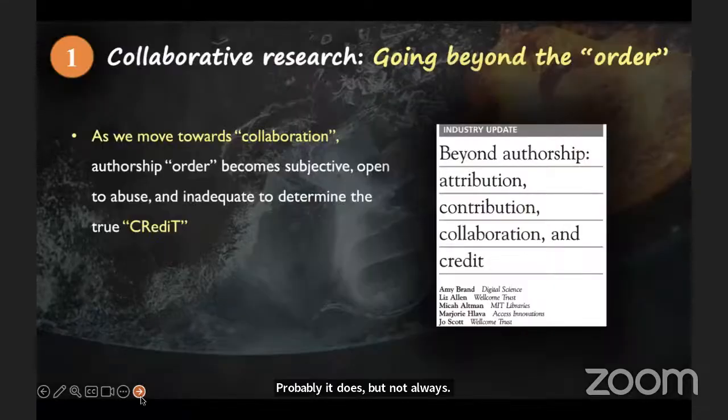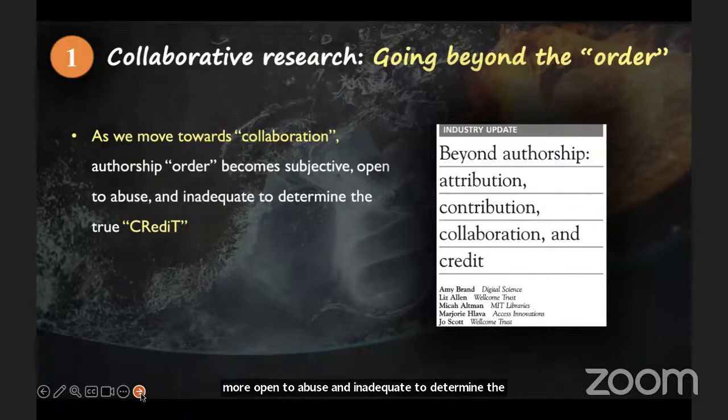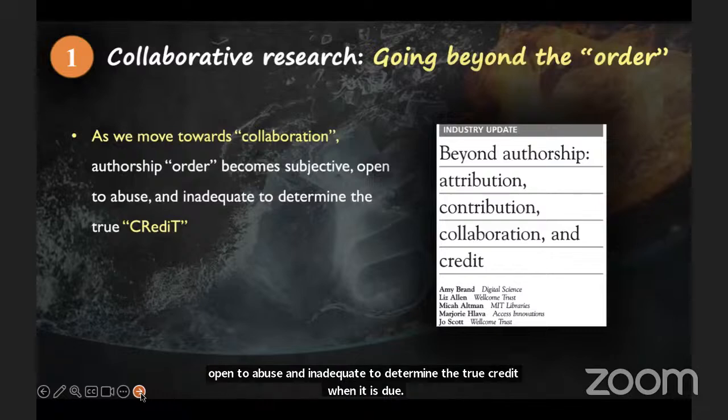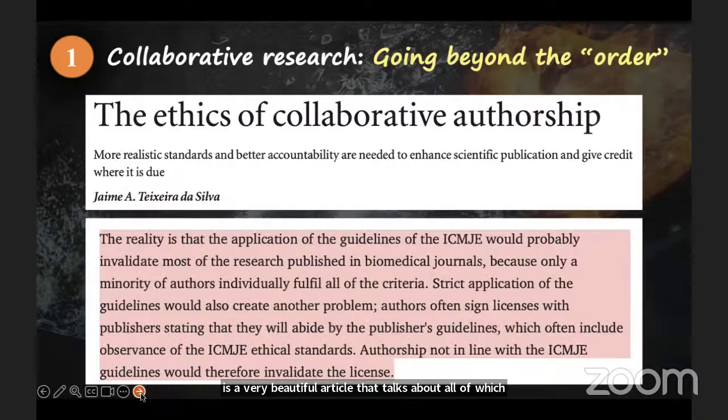As we have now moved to an era of collaborative research, the order becomes more subjective, more open to abuse, and inadequate to determine the true credit when it is due. This is a very beautiful article that talks about all of which matters over an authorship order. Collaborative research is more complex, often because we tend to include co-authors that do not even fulfill the ICMJE criteria. There are 3 of them, and one must fulfill all of them laid down by the ICMJE ethical standards, and that is the harsh and the current reality.